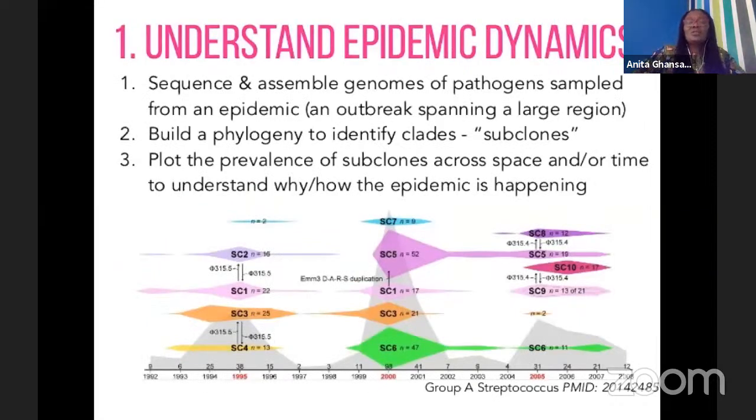We can use it to understand the dynamics of infections. So basically, if you sequence and assemble your genomes, and then you build your phylogenetic tree, you can plot the prevalence of these subclones across space and time to understand how and why the epidemic is happening. So for public health, this is one interest.